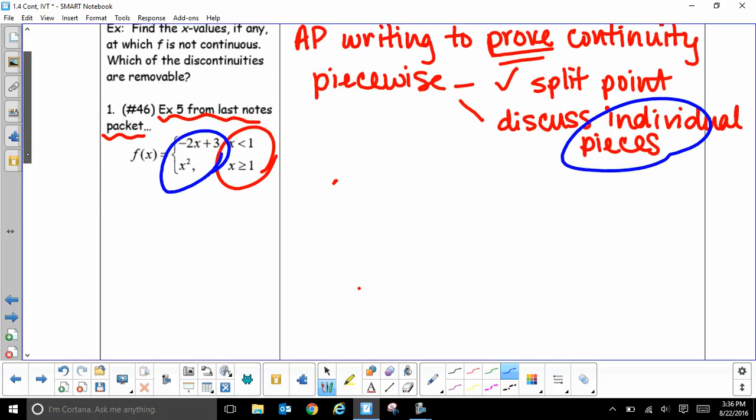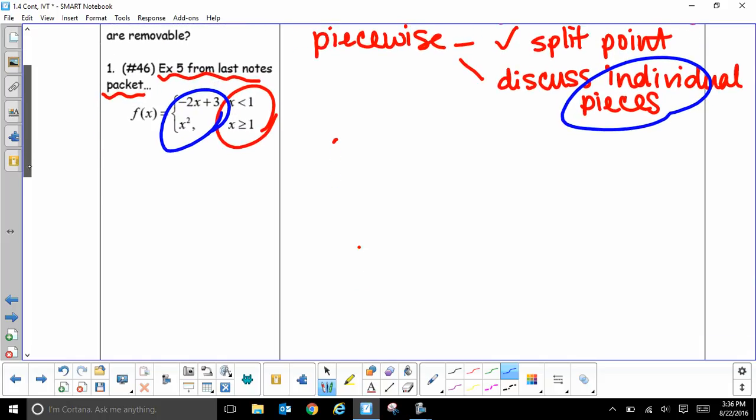Usually it's kind of a waste of your time if the pieces on their own have a problem. So analyze those real quick and just go, oh yeah, okay, that's all right. But then most of the time where you're going to have a problem is the split point. So I'd start doing my work there and see what I come up with.